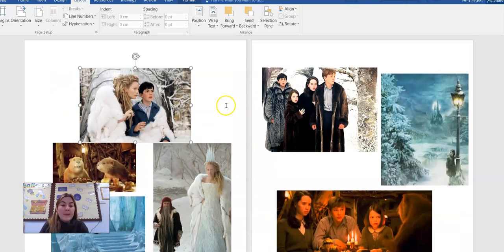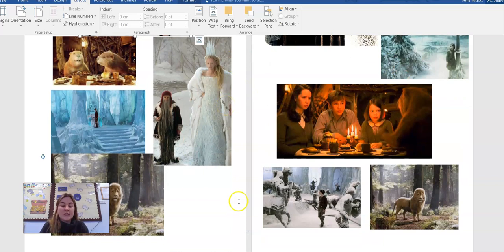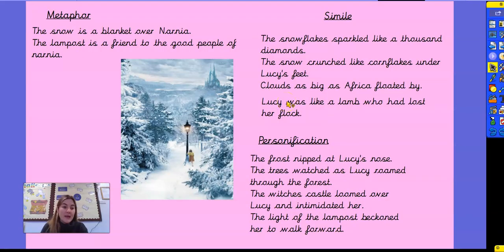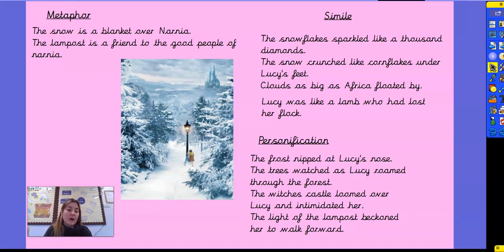If you can pick 3 pictures from this selection, so you've got the children in the beaver's house, you've got Edmund going to the Queen's castle, you've got Aslan, there are lots of pictures. If you can pick 3 and do what I did, put your picture in the middle of the page and write metaphor, simile, personification, and then have a go at coming up with some of your own. And then tomorrow you can then use your pictures to write a paragraph.